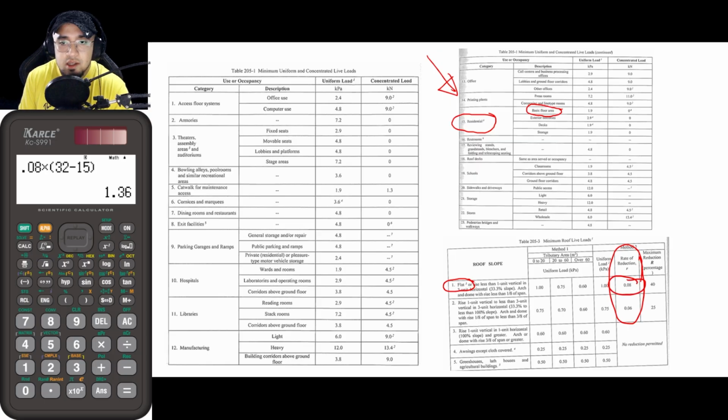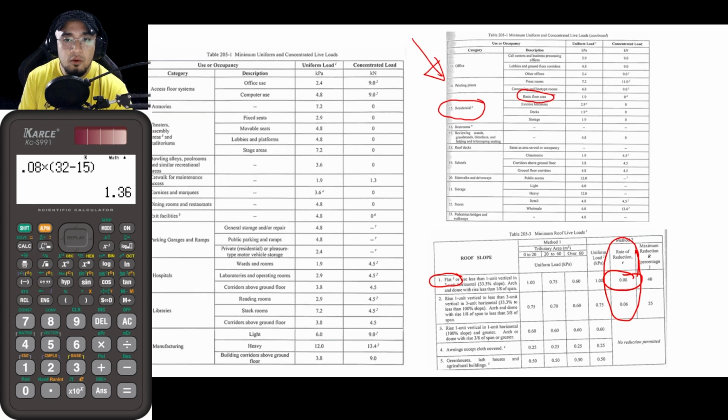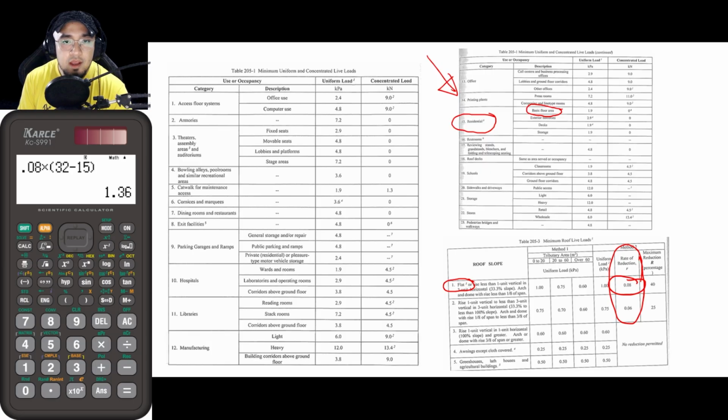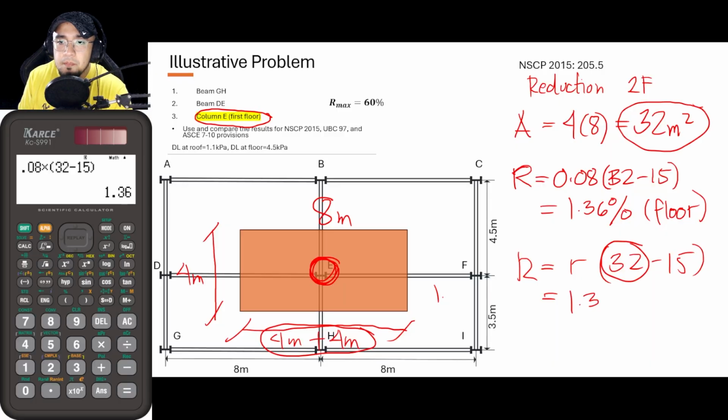And coincidentally speaking, it is still 0.08. Okay? So as you can see in this slide, 0.08 pa rin po yung gagamitin natin. Kaso I just want to remind you na nagkataon lang na parehas po na 0.08. Okay, so times 32 minus 15. Bakit 32 pa rin? Kasi nga same po sila ng layout. And from that, we would be arriving at the exact same value. Okay? So this is for roof. Nagkataon po na parehas po sila.